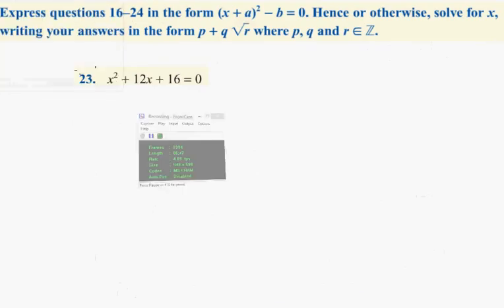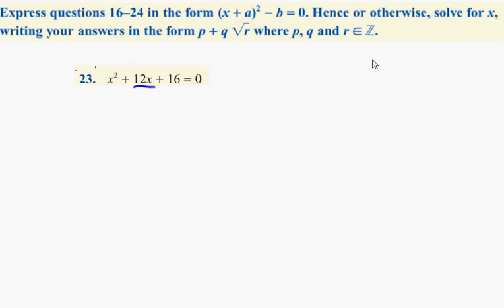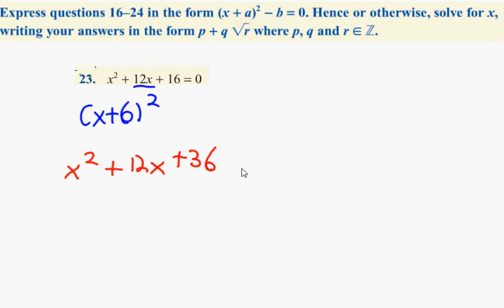Like last time, this question is very similar. What we're going to do is halve the coefficient of the x. Half that value is 6. So this value we're going to be using is 6. So we're going to have x plus 6 squared. You multiply out x plus 6 squared and you're going to get x squared plus 12x plus 36, and we don't want 36, what we want is minus 20, equals 0.